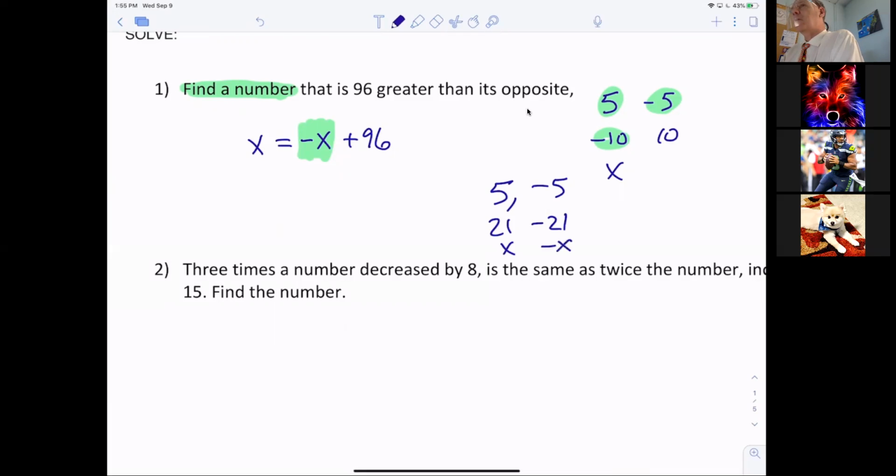If x is my number, negative x is the opposite of that. I'm 96 greater than the opposite, right? All right, practice, please. I mean it now, guys. The wording, I'm not trying to give anybody a hard time. I'm trying to be serious now. The wording is what makes it difficult. You got to practice the words. Some people are better at it, but with practice you can be just as good as anybody else.